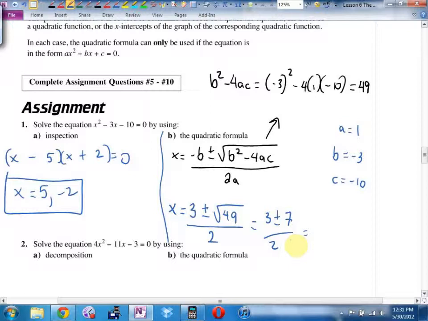And I can do this in my head. It's going to be either 3 plus 7 over 2, or 3 minus 7, which is negative 4 over 2. Same roots we got over here by factoring. So the quadratic formula works for ones that do factor. This is slower, but you can check your answer. It works all the time, sometimes faster, sometimes slower.